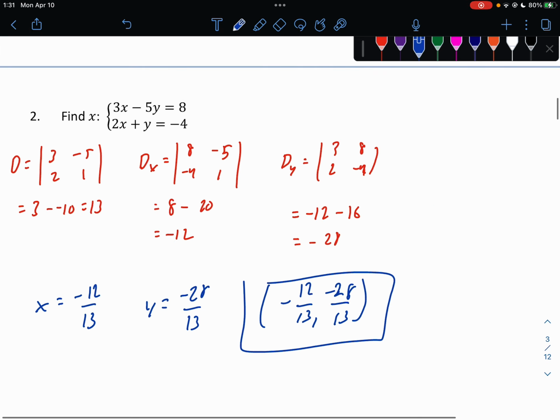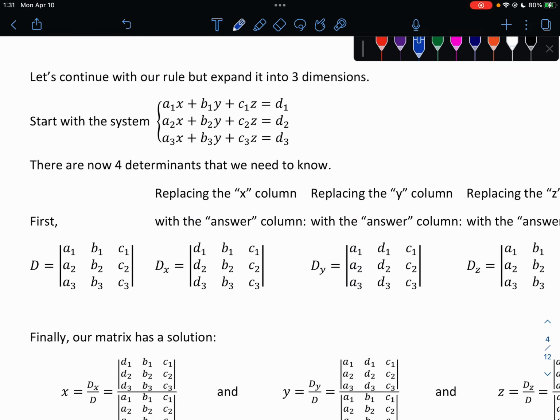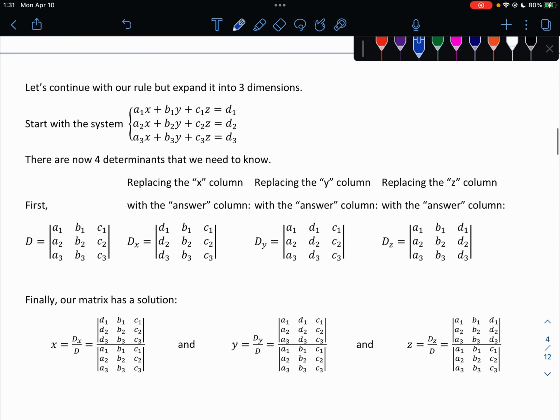So it seems pretty easy so far, but obviously it's going to get quite more complicated when we get into 3 dimensions here. So 3 dimensions. There are now 4 determinants we need to know. Our original determinant of our original coefficient matrix, but now our determinant replacing the x's, our determinant replacing the y's, our determinant replacing the z's. So you can see each one has replaced with the answer matrix there. Then our answers are the same. It's the dx over d, dy over d, and dz over d for our final answer.